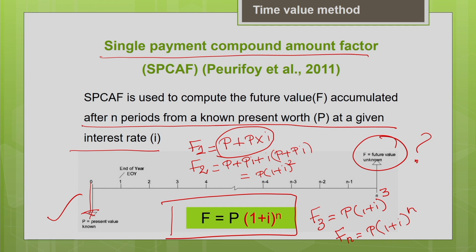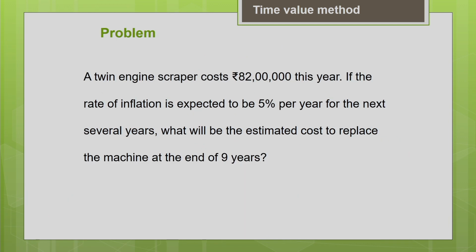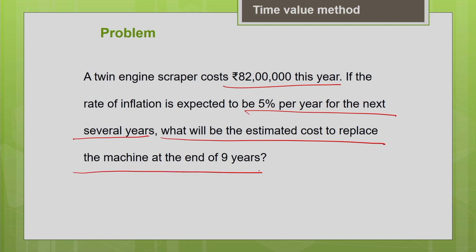Now from the equipment perspective, we will see an example. A twin engine scraper machine costs 82 lakh this year. The rate of inflation is expected to be 5% per year for the next several years. I hope everyone knows what inflation is. Inflation refers to the loss in buying power of the currency. So the rate of inflation is 5%. What will be the estimated cost to replace the machine at the end of 9 years? So I know the present value of this equipment.